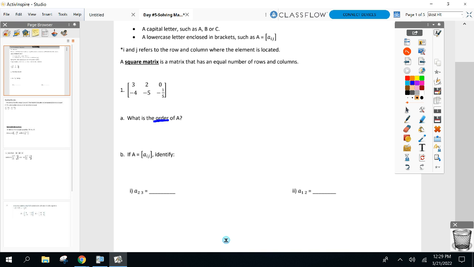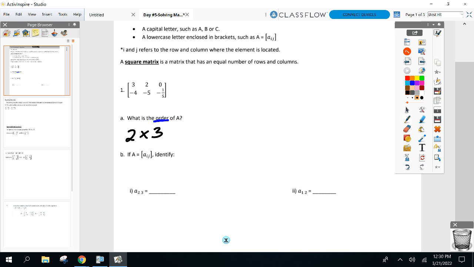Which one comes first, columns or rows? Rows followed by columns. So if you look at matrix number 1 here, what are we looking at as far as the order? What by what? 2 rows by 3 columns. Perfect. It seems simple, but I'm going to ask that on Thursday. All right, I'm going to ask that.